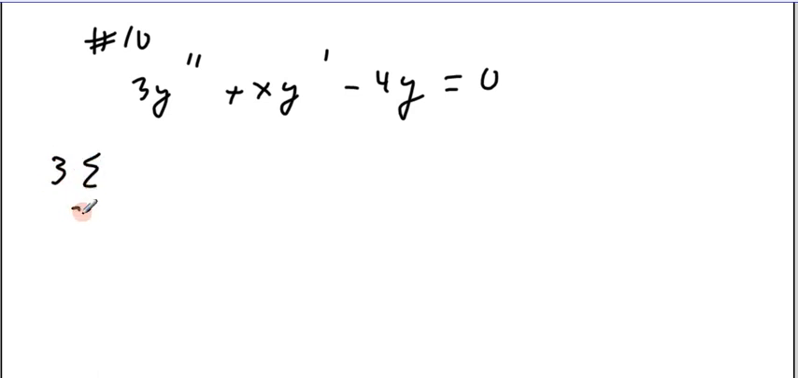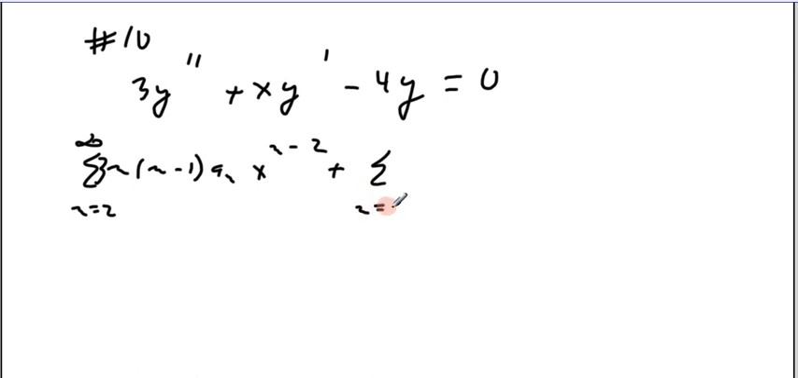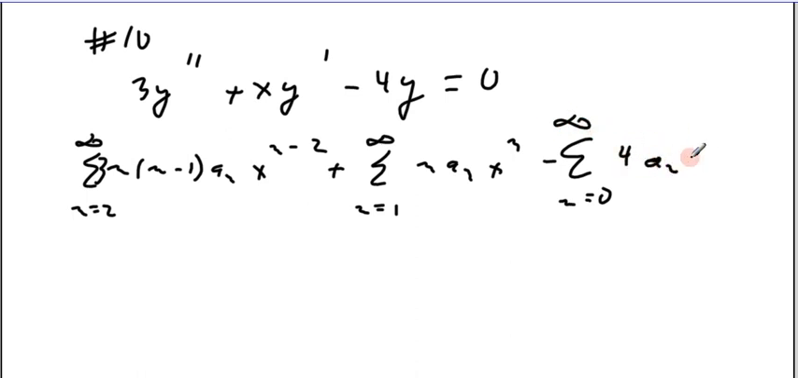3 summation n equal 2 to infinity n times n minus 1 times a n, x to the n minus 2. What we're going to do, we'll skip a step here and put that 3 on the inside. And then we'll say plus, and we'll do the same thing. n equal 1 to infinity. We'll bring the x in. n, a n, x to the n, minus summation n equals 0 to infinity 4 a n, x to the n is equal to 0.